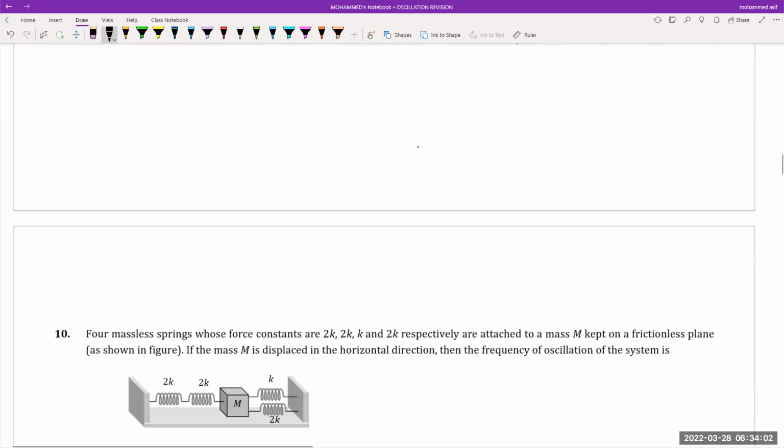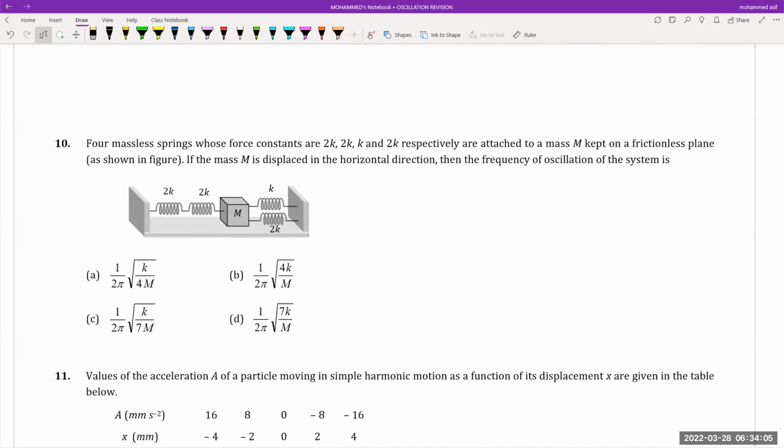Done. Next one. Four massless springs whose force constants are 2K, 2K, K, and K are attached to a mass capital M on a frictionless plane. If capital M has been displaced in the horizontal direction, then the frequency of oscillation will be equal to how much? These two will be in parallel beta. These two will be in series. K and 2K. ठीक है ना बेटा? ये दो पैरेलल में है और ये दो सीरीज में है.